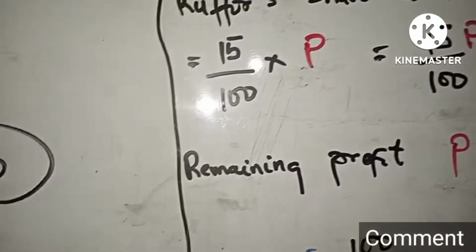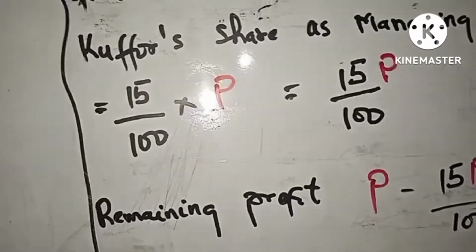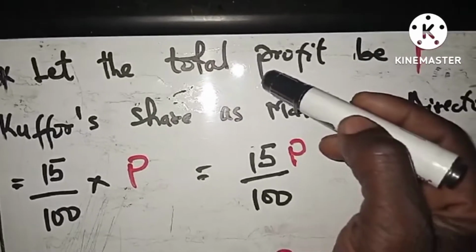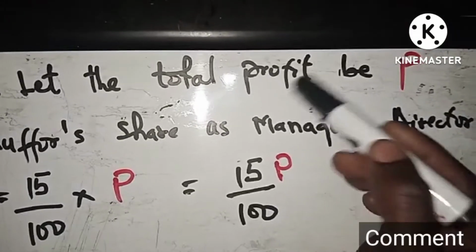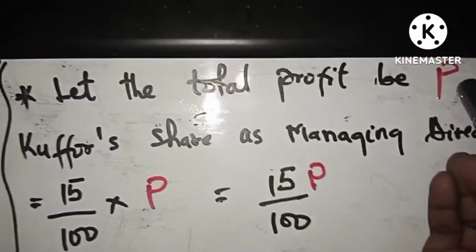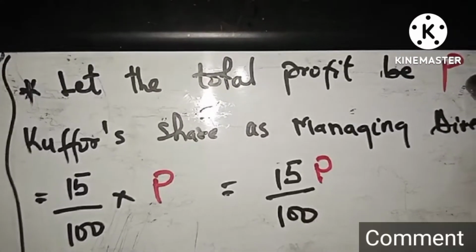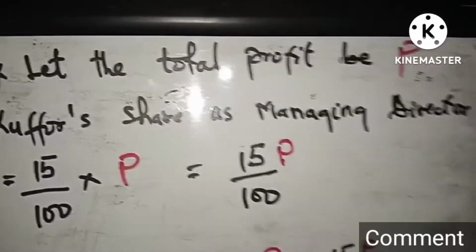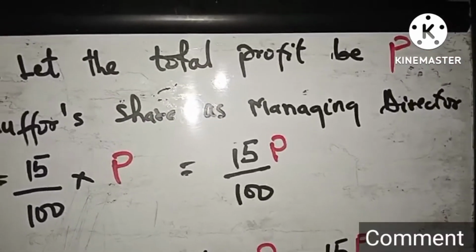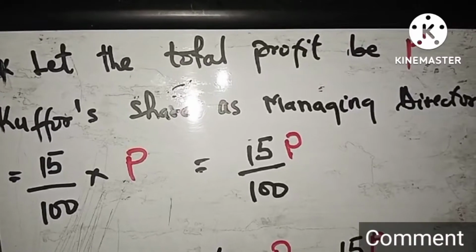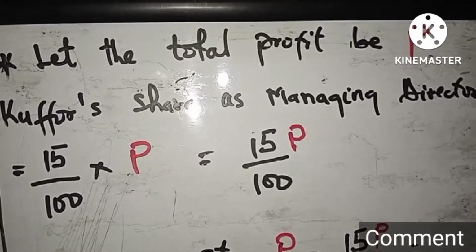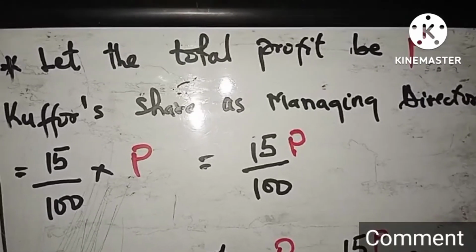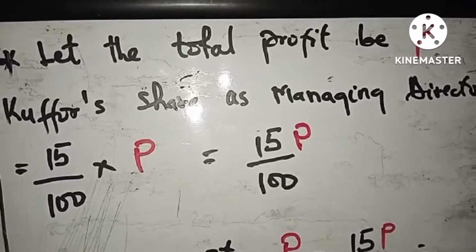In mathematics, if you don't know something, we use a letter or any variable to represent it. Because of profit, the initial letter is P. So we are going to use P to represent the total profit they are sharing. So let the total profit be P. We can use any variable, of course. Now, Kufo shares as managing director. We are told that Kufo takes 50% of the total profit as managing director. So one person is a managing director.